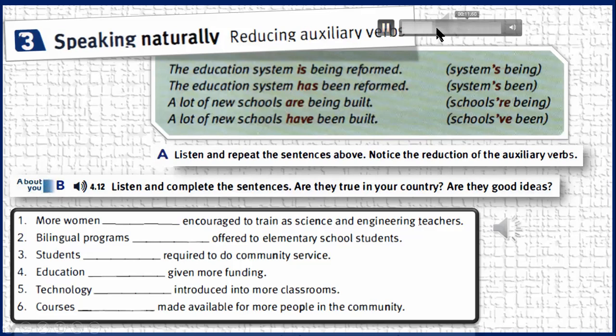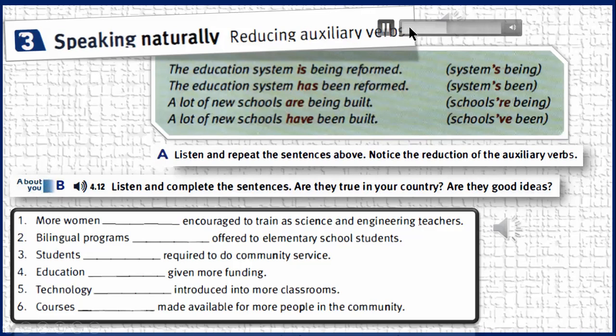The education system's been reformed. Everybody? The education system's been reformed. Excellent. Now, notice that we have the same contraction. Okay, the difference is the following verb. Being or been. Okay? Next, everybody, please.